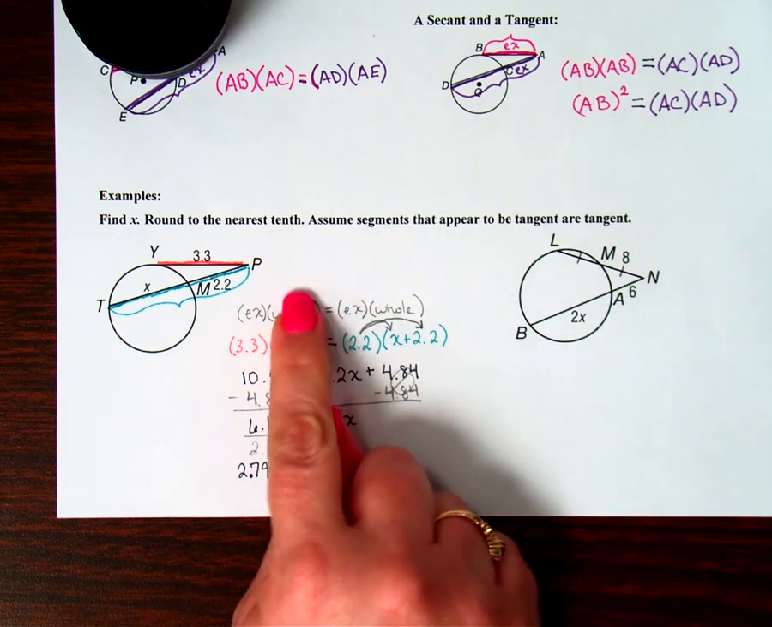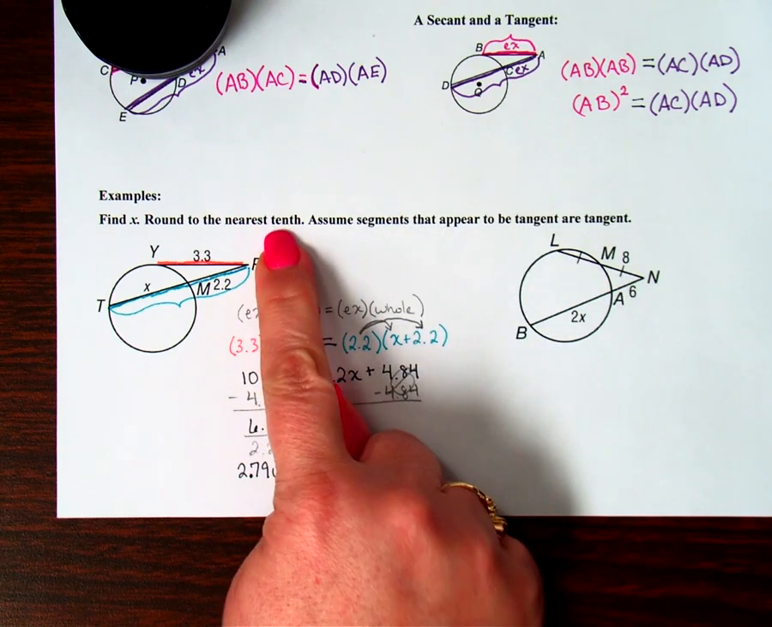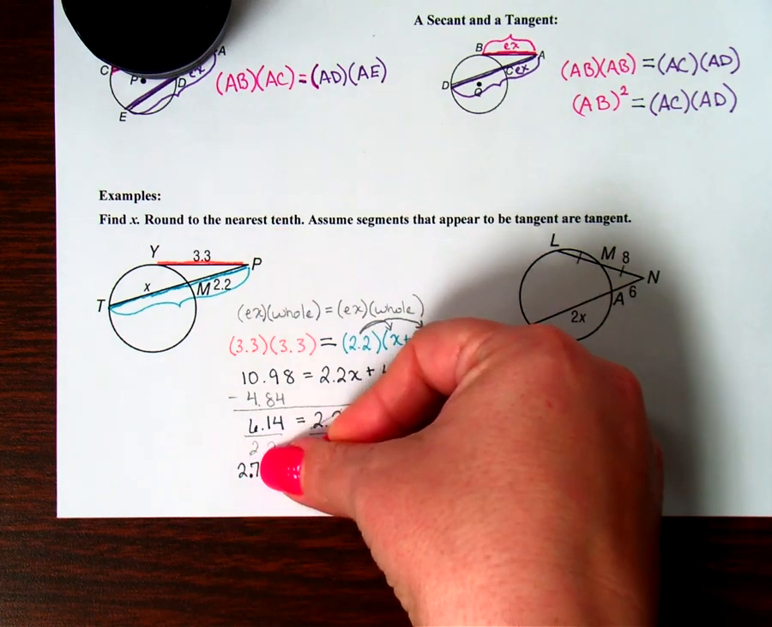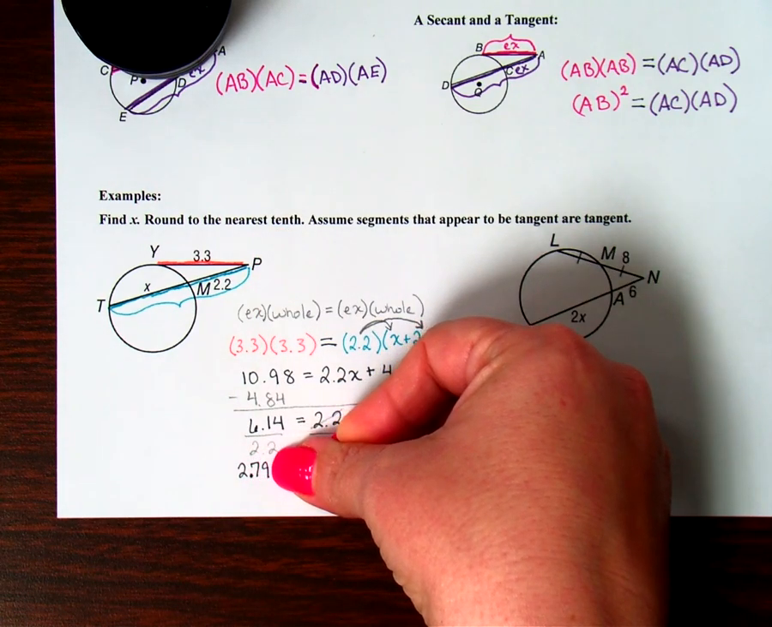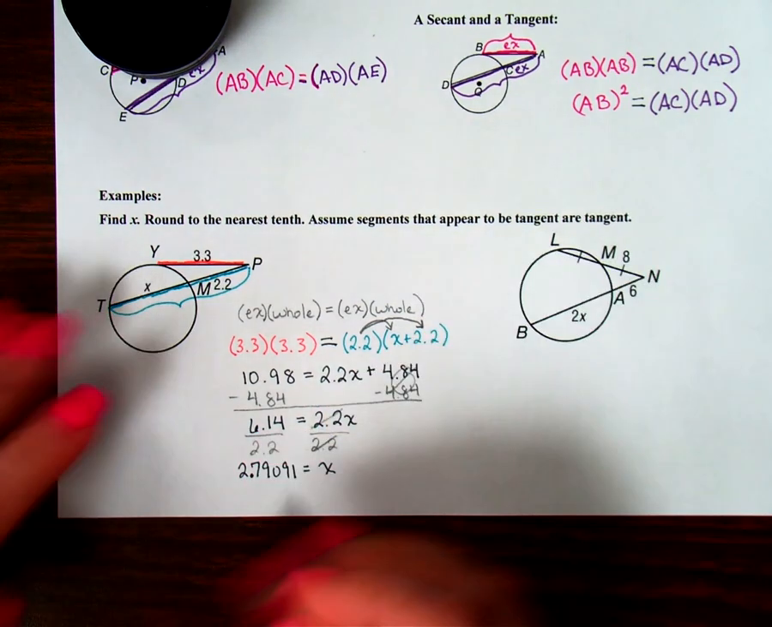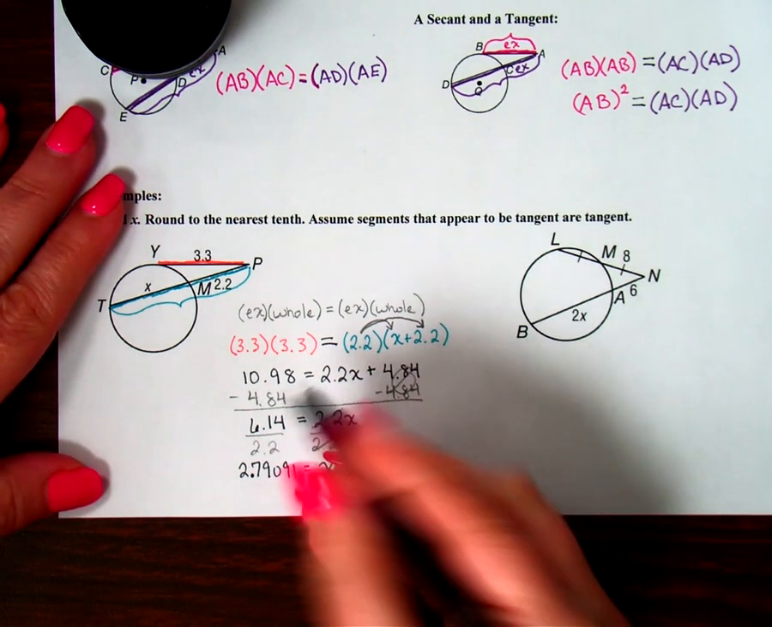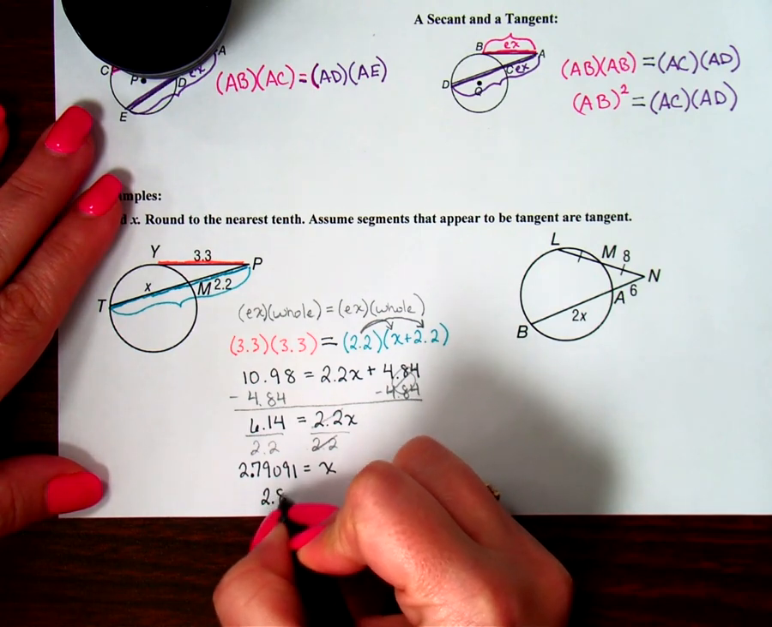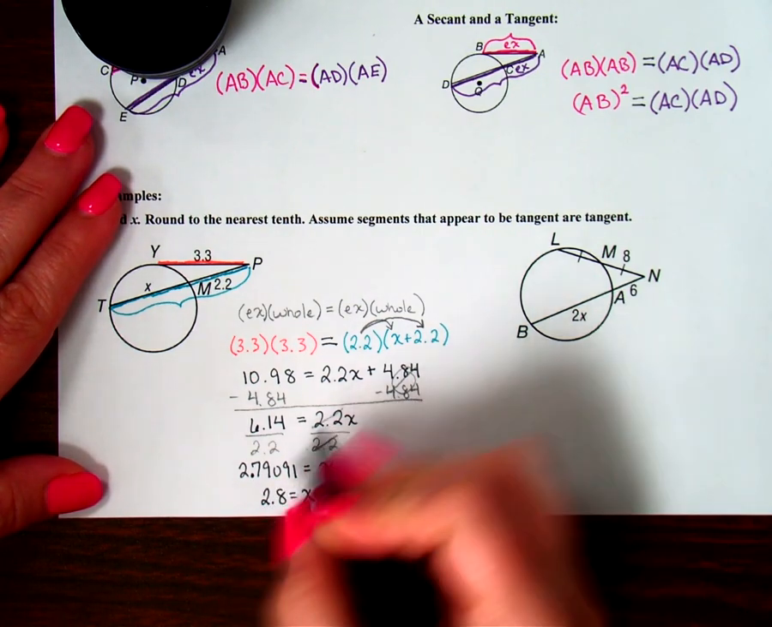Oh, wait, this is to round to the nearest tenth. That means just one place after the decimal. So I just look one place, I see a 7. I look one further, that's a 9. So I do want to round up, so I'm going to say 2.8 equals x.